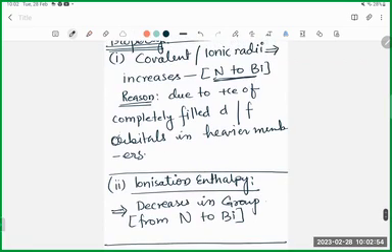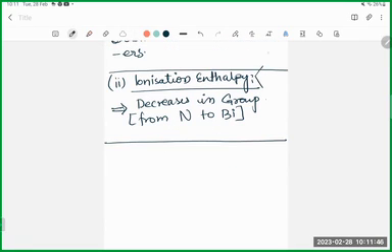For ionization enthalpies, two factors are important. First is the atomic size. As the size increases down in a group, the ionization enthalpy decreases. And second is the effective nuclear charge. This effective nuclear charge increases, but it is getting dominated by the atomic size. So that does not work a lot.